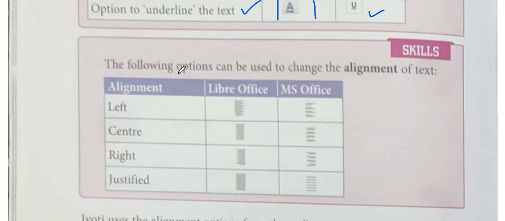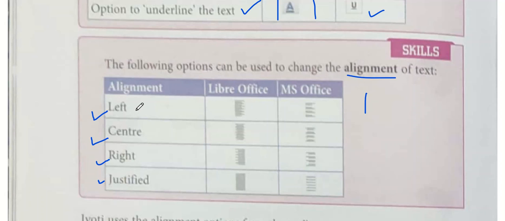Next are the options that can be used to change the alignment of the text. Alignment means arrangement in a straight line. As you can see here, we have four different types of alignment: left, center, right and justified. Now what is that alignment? As I told you, it is the arrangement of the text along a vertical line.